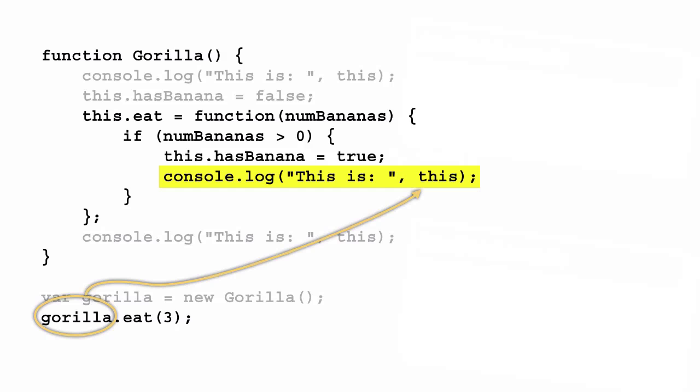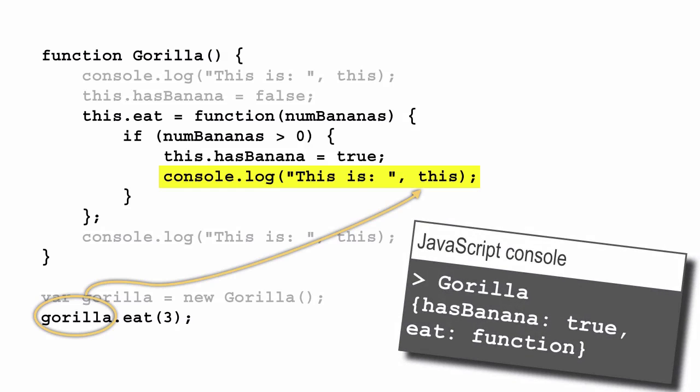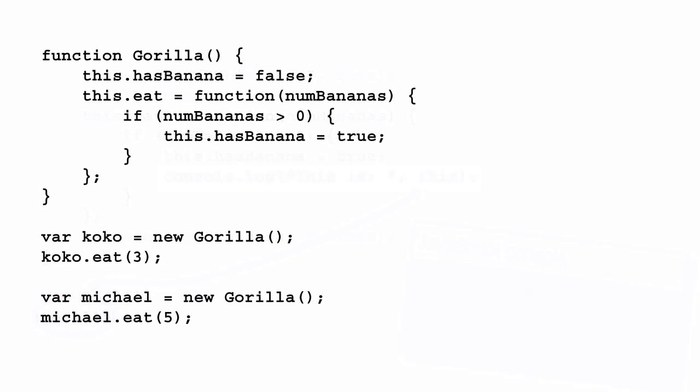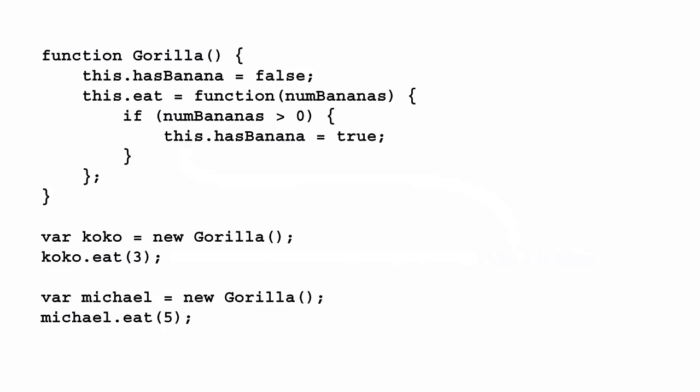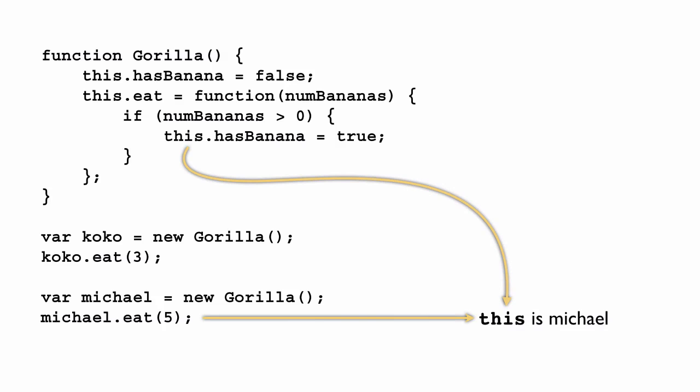So here, the value of this is set to the Gorilla object we just made when we call the eat method. Now, clearly we can use our Gorilla constructor to make more than one Gorilla. Here, we're creating two different Gorillas, Coco and Michael. And again, the value of this is set to the object whose eat method is called. So when we call coco.eat, the value of this in the eat method is the Coco object. And when we call michael.eat, the value of this in the eat method is the Michael object.